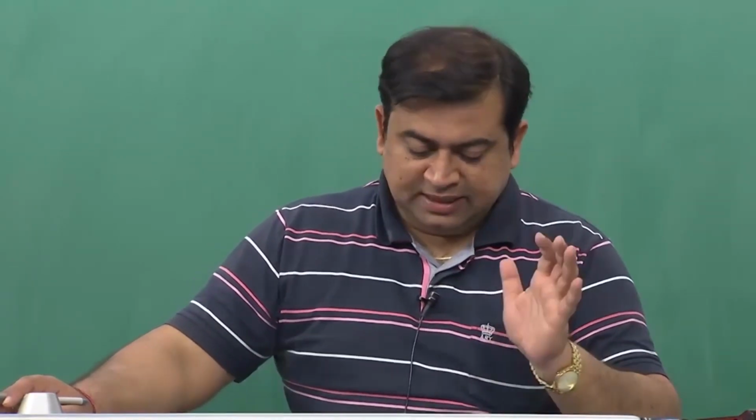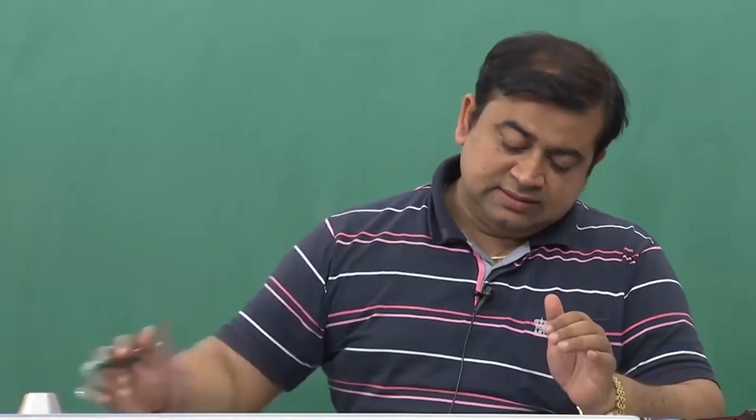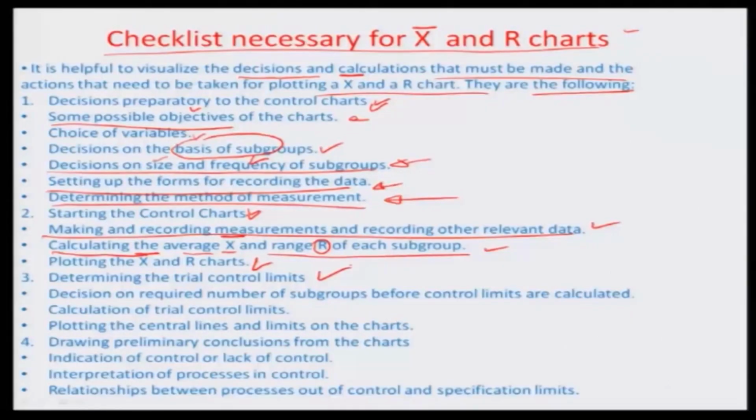I am going to go to that step a little later when we talk more about the upper and lower control limits, but as of now let us look at the checklist. The next one is determining the trial control limits. This is a decision which is required based on the number of subgroups that you have found before the control limits are calculated.